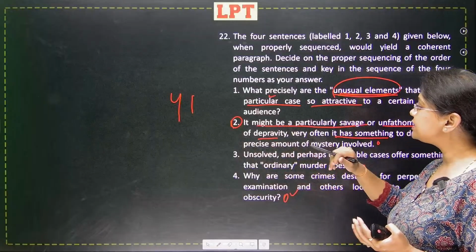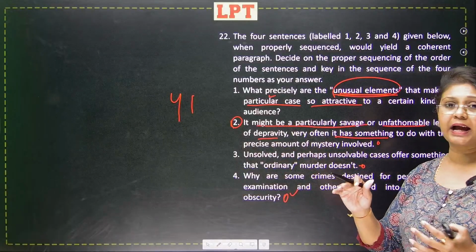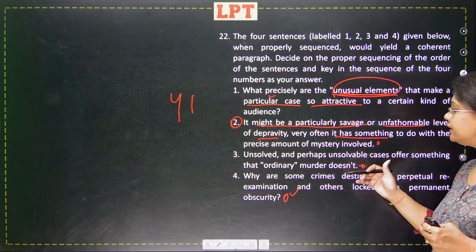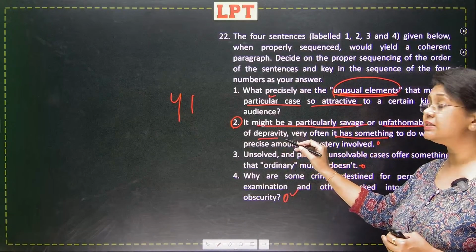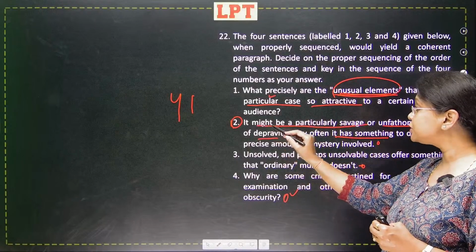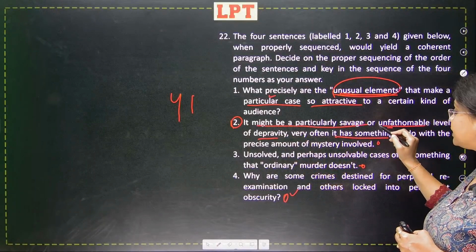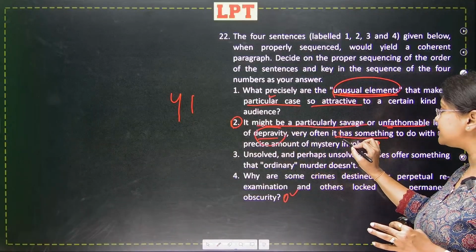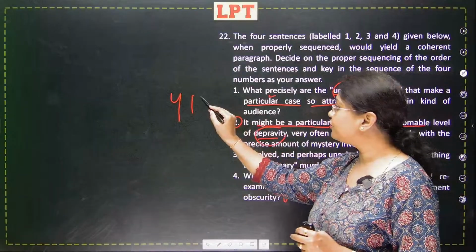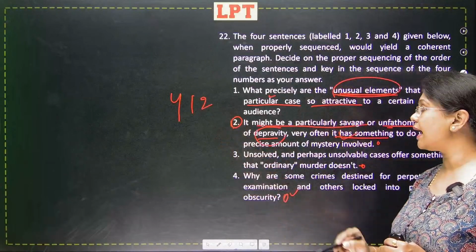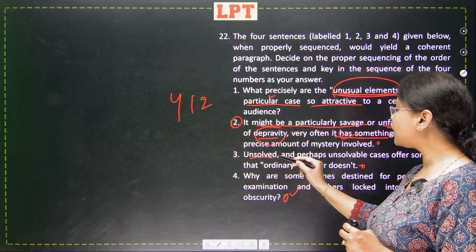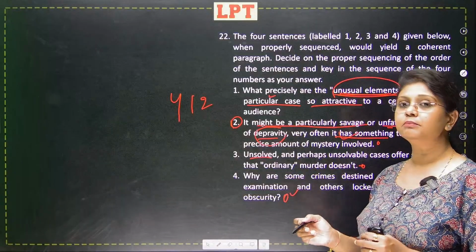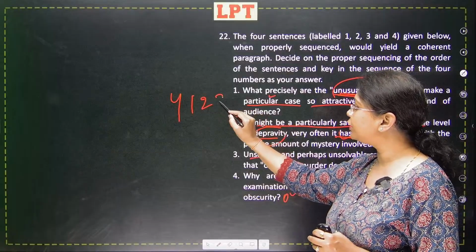Now you have the second one, which is giving you a kind of, yes. So you look at the next one, which is giving you an answer to these 2 questions. It says it might be particularly savage or unfathomable level of depravity. Very often it has something to do. This is answering your questions. So 4, 1, 2 forms a pair, and of course third one says unsolved and perhaps unsolvable cases offer something that ordinary murder does not. So you have 4, 1, 2, 3.